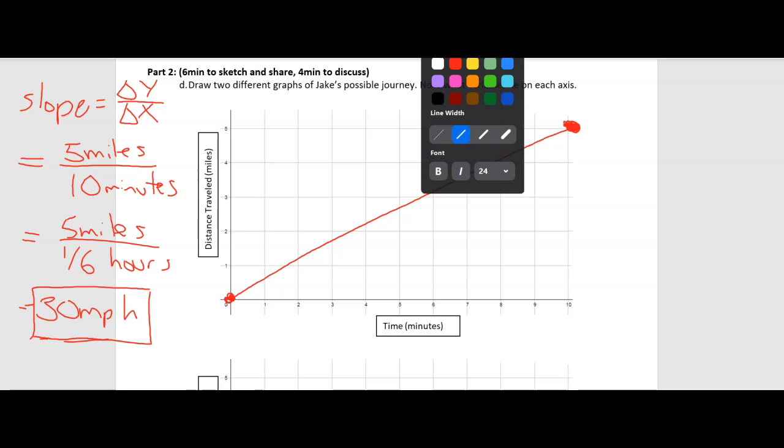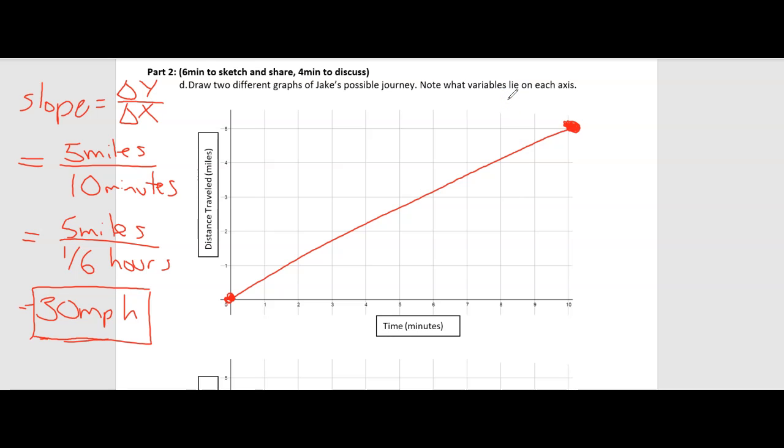Now let's think about a graph where he should have gotten a ticket. It's going to have the same initial and ending point.